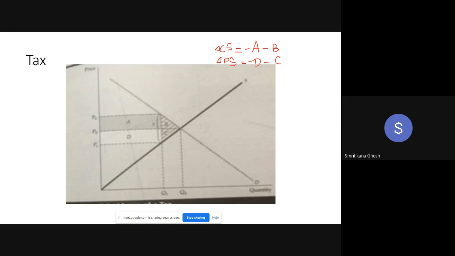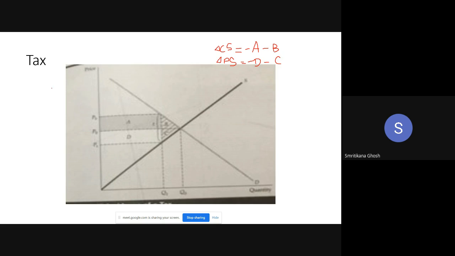Any doubt with these four areas A, B, C, D? Ma'am, is B the one on the right-hand side of A? Yes, it is B. A, B, C, D. B and C are two triangles. And A and D are two rectangles. Okay. Yes, ma'am. Clear. So these are the changes of consumer and producer surplus. Look, both are the sufferers. No one is receiving anything.